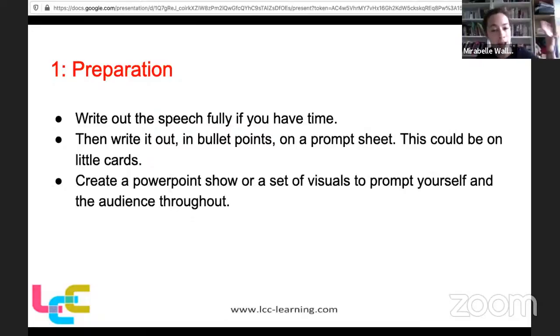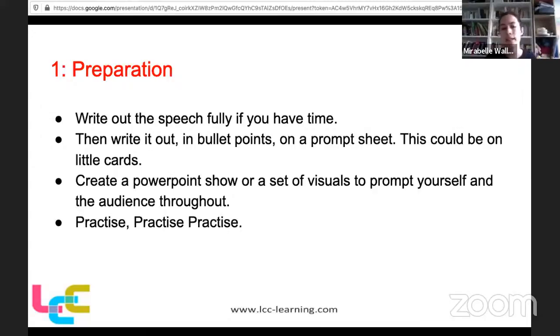Then I would create a PowerPoint show or a set of visuals to prompt yourself and the audience throughout your speech. And as I said, I wouldn't write everything on your prompt sheet on those slides, because you don't want to distract too much from what you're actually saying. You want what you're showing the audience to be a guide. You don't want them to just be reading your slideshow. You want them to be listening to you, ideally. Okay.